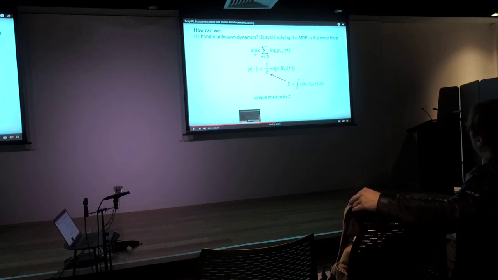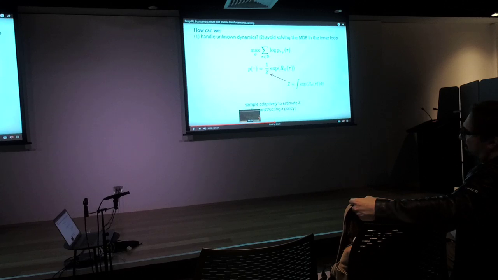And note that it relies on R, and we don't know the true reward function. So it's going to be hard to just pick a distribution to sample from. So what we're going to do is adaptively sample to estimate z. As we get a better estimate of the reward function, we're going to construct our sampling distribution that is proportional to the exponential of the reward function. We're going to do this by constructing a policy, and we're going to sample from that policy.